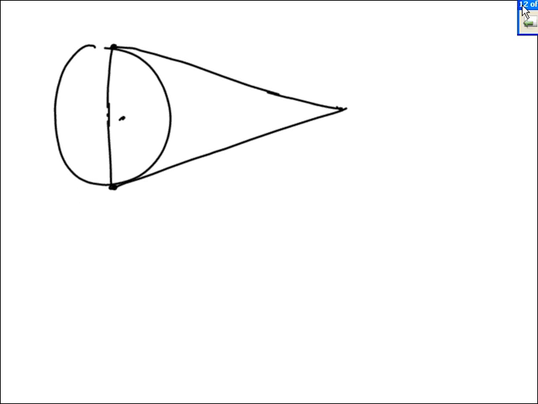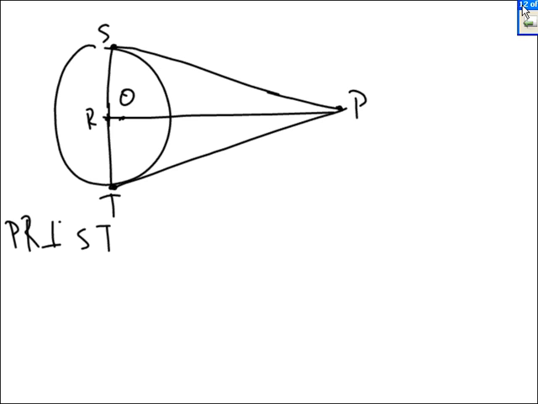Alright, so you have R and S and T and the center O and the point P. And you're given that PR is perpendicular to ST. That is, that's the right angle, and O is the center. And you want to prove that angle S is equal to angle T.